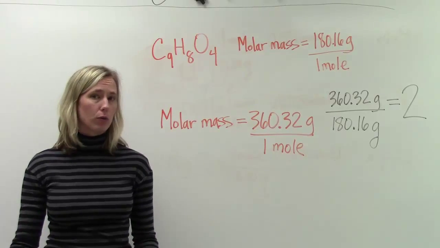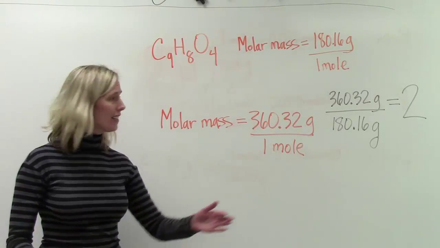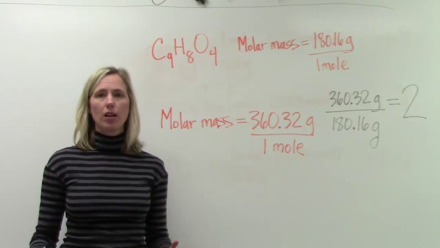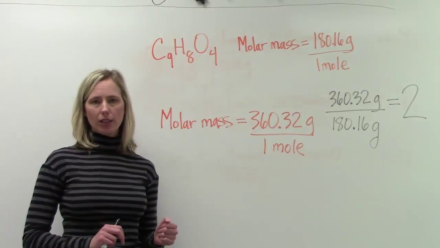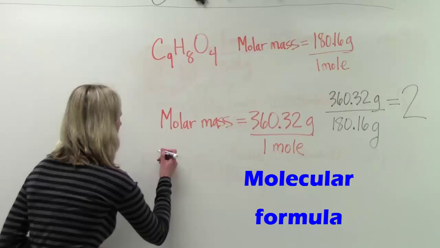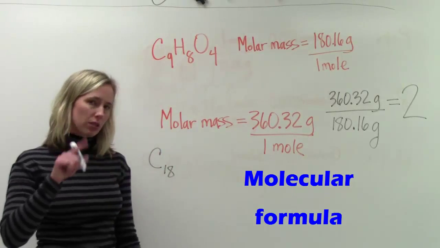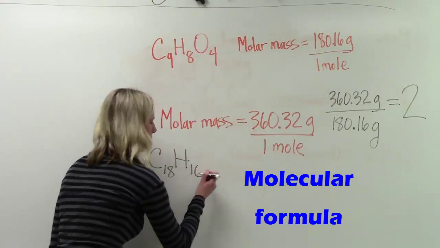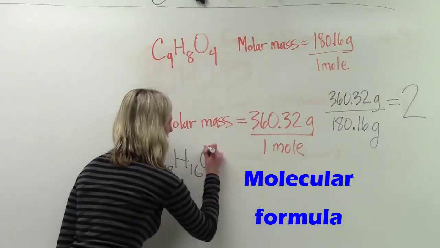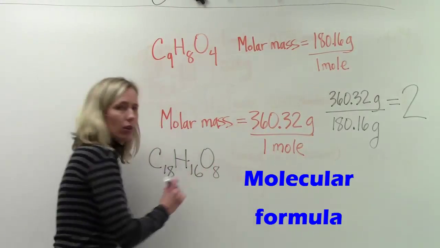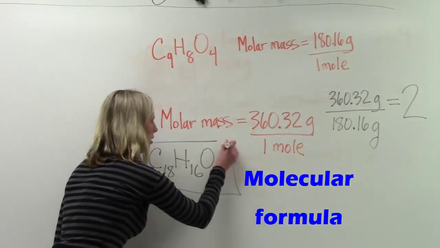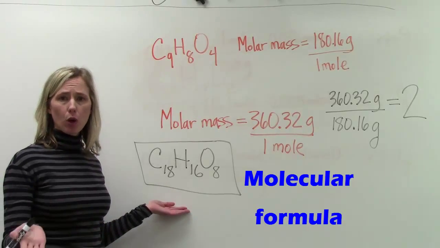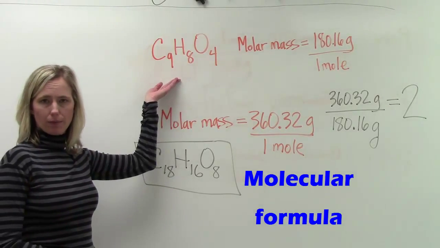So how do we write out the molecular formula? If it's twice as big based on the math, we're going to take all the subscripts in the formula and multiply each one by 2. So C9 becomes C18. And H8 becomes H16, and O4 becomes O8. This is what we call the molecular formula, and it's often a multiple of the empirical formula.